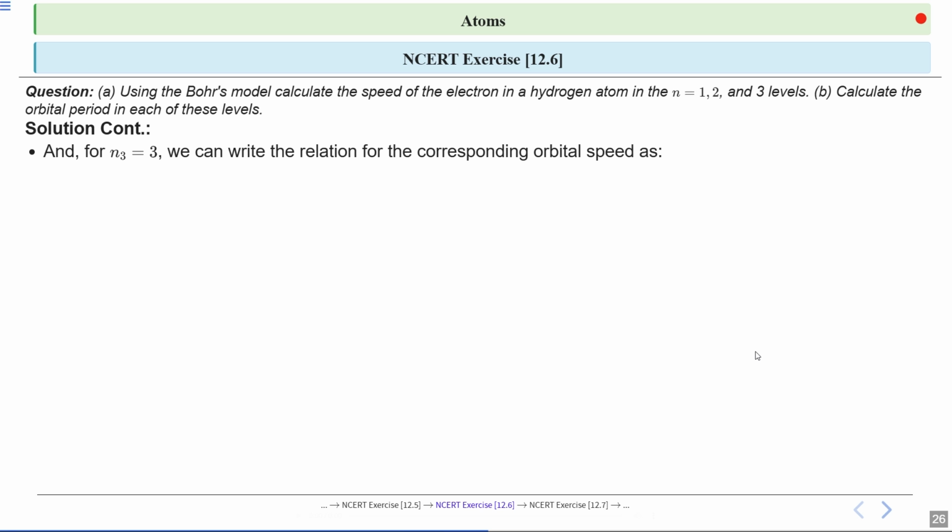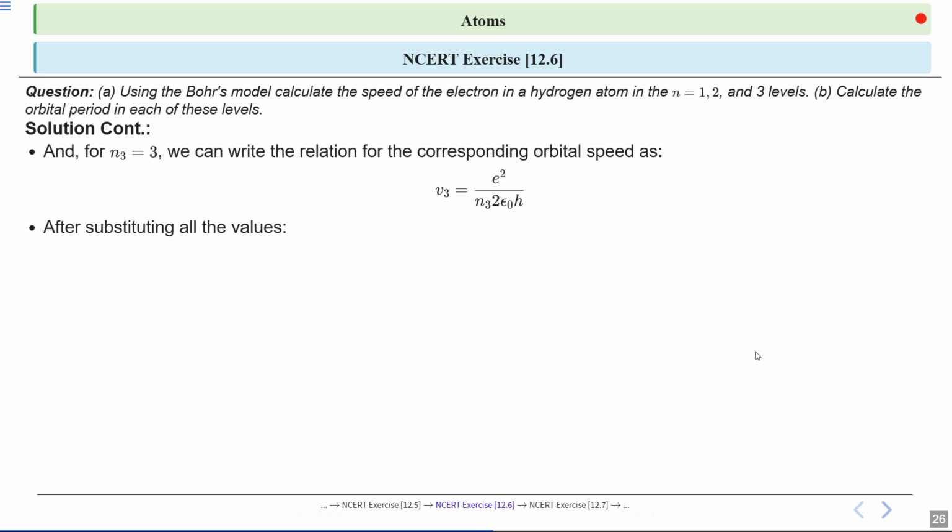Now let's focus on the third energy level where n equals 3. We are going to write down the formula for the speed of electron in this level. Notice that as n increases, the electron is farther from the nucleus and its speed changes. Here is the formula for the speed of electron in the third orbit. V3 equals e squared divided by n3 times 2 times epsilon naught times h.